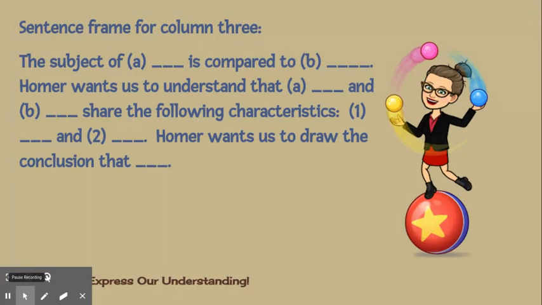Here's the sentence frame that I'll leave up while you work on the rest of the page. The subject of A, part of 1 comparison, is being compared to B, the other part of the comparison. Homer wants us to understand that A and B share the following characteristics. Characteristic 1, characteristic 2. Homer wants us to draw the conclusion that blank. Again, you have about 20 minutes to complete this part. You should finish in that time.